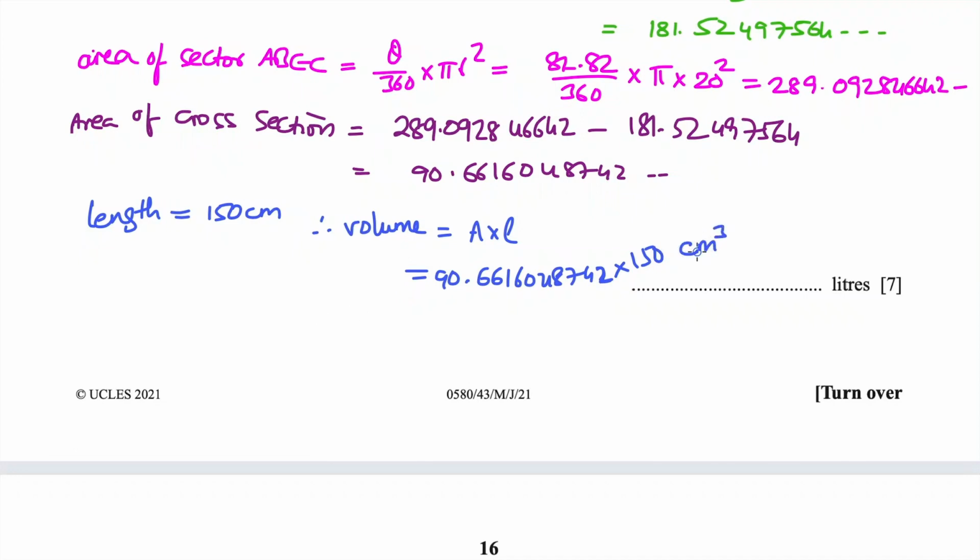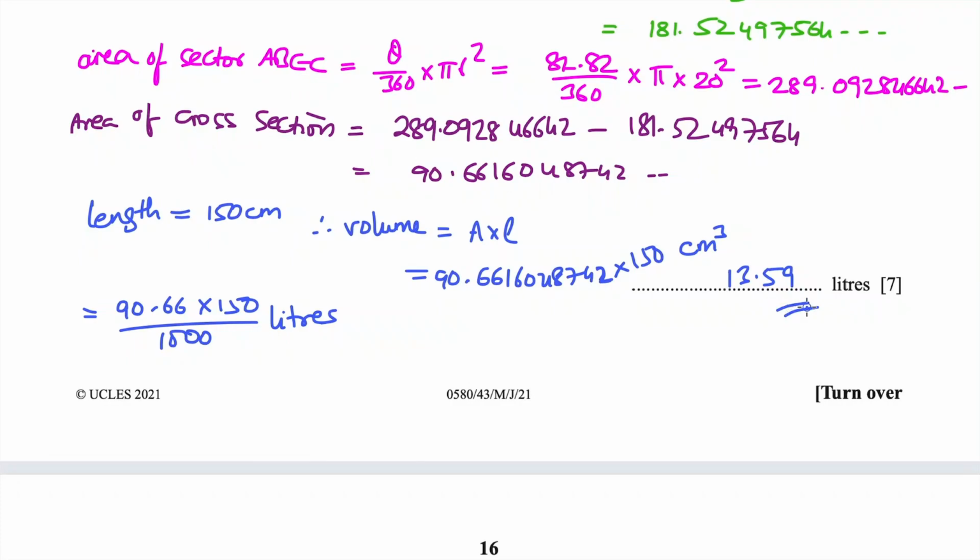it is in centimeter cube, so I want it in liters. So this is equal to 90.66 into 150 divided by 1000 liters. So if I want it in liters, I need to divide it by 1000, and this value will turn out to be 13.59 liters. That is the final answer. Okay. So this completes the question.